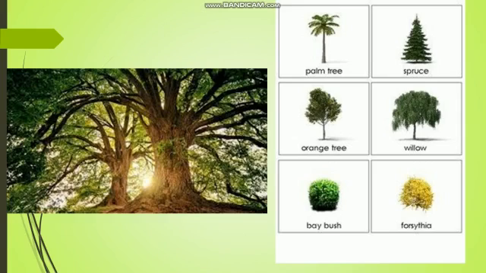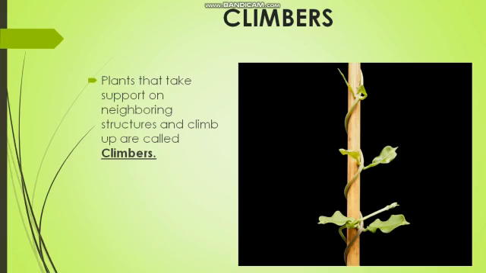Here are some examples of different types of tree. There are palm trees, orange tree, spruce, the willow, then bay bush and forsythia.